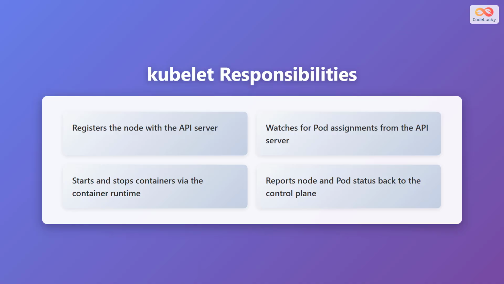Kubelet has four main responsibilities. First, it registers the node with the API server, making the control plane aware that this node exists and is available. Second, it continuously watches for pod assignments from the API server. Third, it starts and stops containers by communicating with the container runtime. And fourth, it reports the health status of both the node and the pods back to the control plane. This constant communication ensures the control plane always knows what's happening on each worker node.